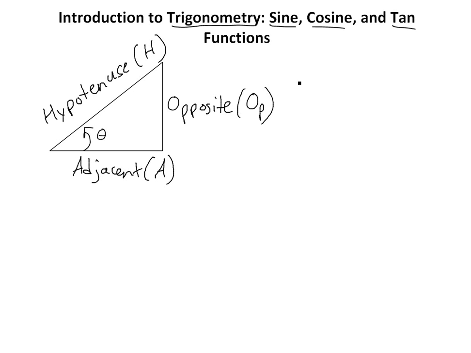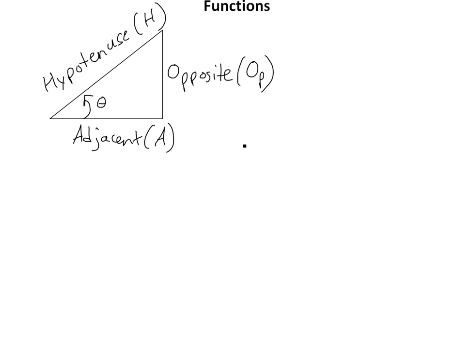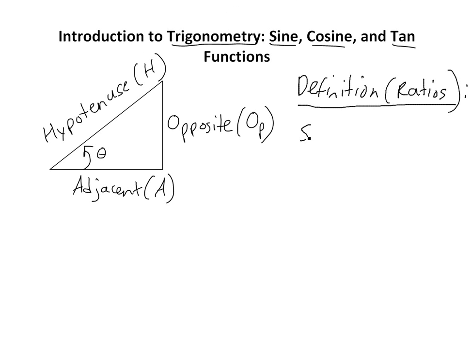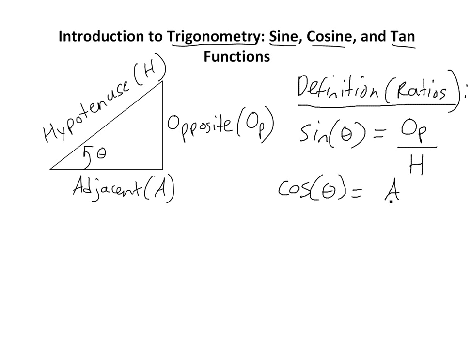Alright, so by definition, these functions are just defined ratios. Sine, you could write as sin. Sine theta, just a function, equals the ratio of opposite over hypotenuse. And cosine theta is the ratio of adjacent over hypotenuse. So that's all it is, just a ratio.